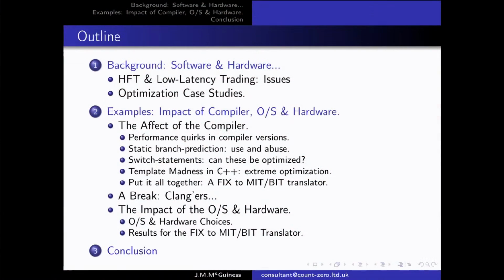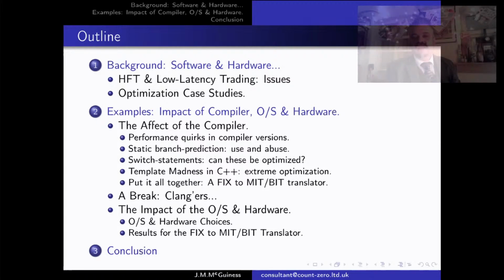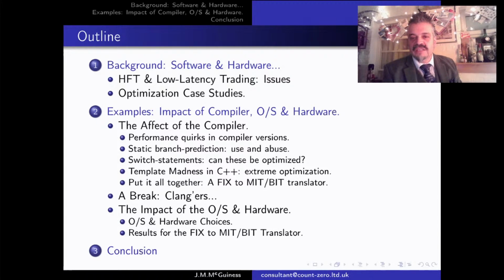Right, so here we have high frequency trading, HFT, and low latency trading and the various issues. You may be more or less familiar with them. I will cover those briefly, and then I'll look at some optimization case studies around them. I'll look at some examples in these case studies, primarily the effect of the compiler, with various quirks and static branch prediction or switch statements. And then we've all heard C++ can be used for templating, for extreme optimization. Then I put it all together and look at this thing called a fixed to MIT bit translator.